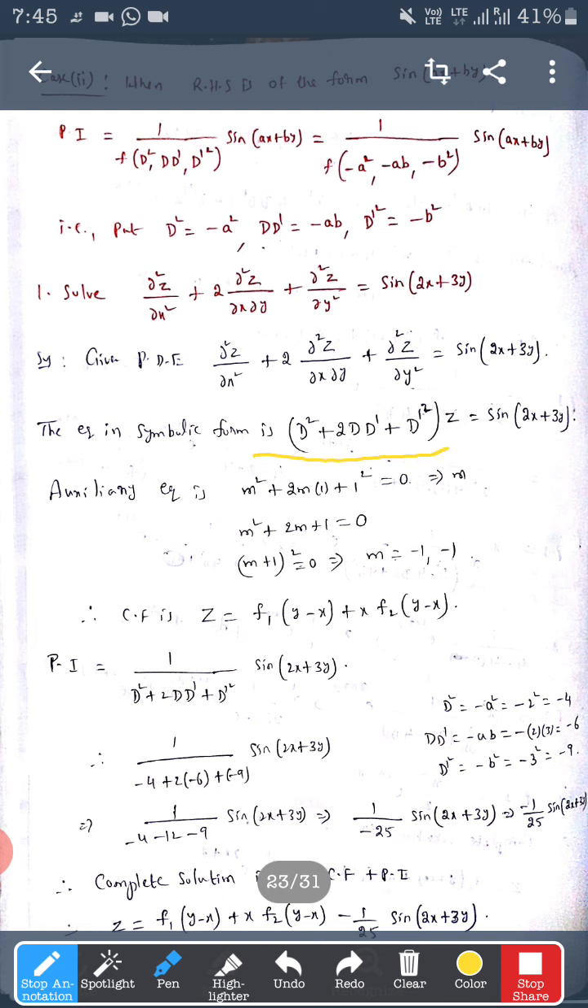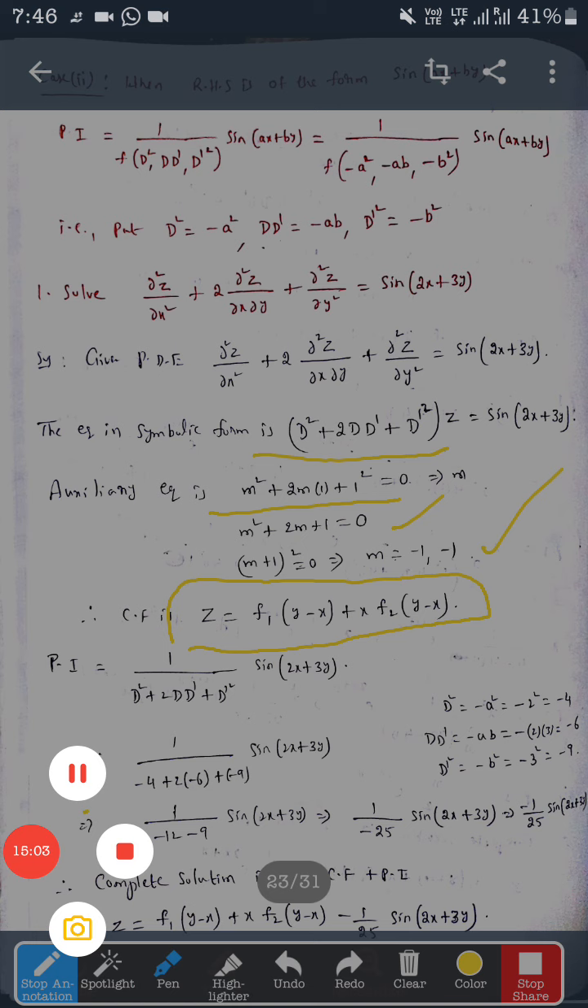So here also, first we write the auxiliary equation. In place of D we write m, and in place of D' we write 1. Therefore this becomes m² + 2m + 1 = 0. So the roots are -1, -1. These roots are real and repeated. Therefore the complementary function is z = f1(y - x) + x f2(y - x).